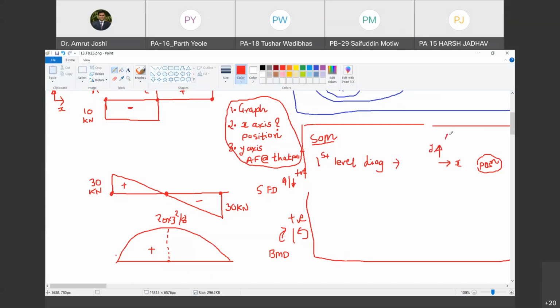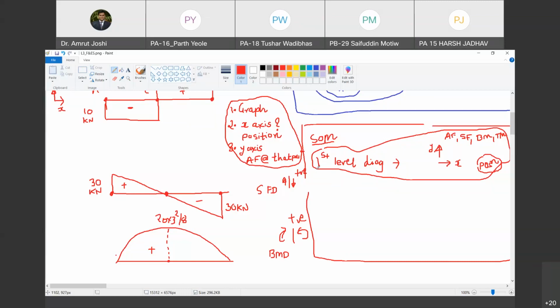Yes. So therefore here we can have axial force, you can have shear force, you can have bending moment, or you can have twisting moment. So this entire thing that you have learned in SOM comes under only one category, and that is first level diagrams, where we plot something against the position of it.